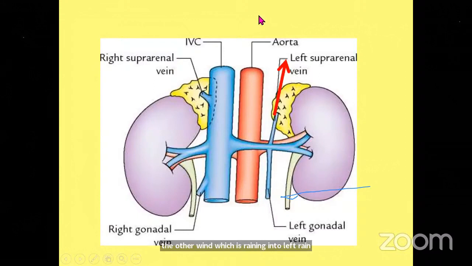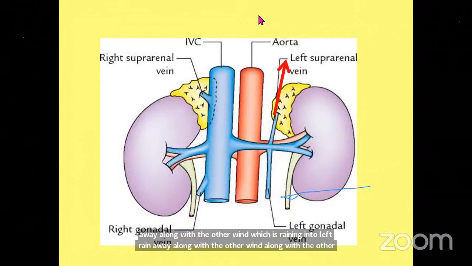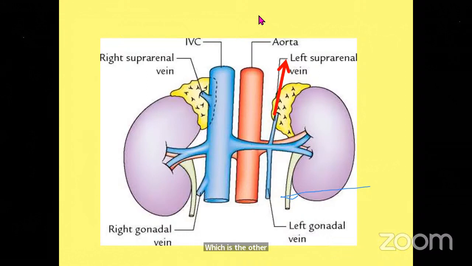Can someone answer from the figure? Which is the other vein draining into the left renal vein? Very good, left gonadal vein. So the left gonadal vein and left suprarenal vein drain into the left renal vein and then drain into the inferior vena cava.